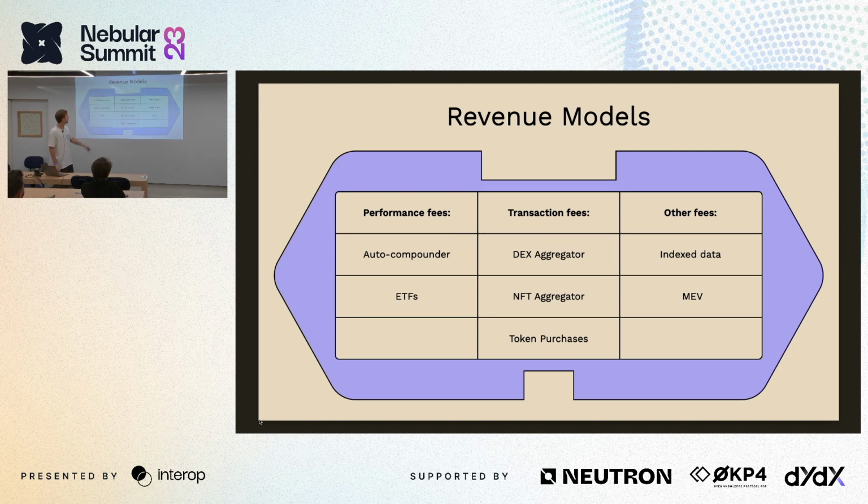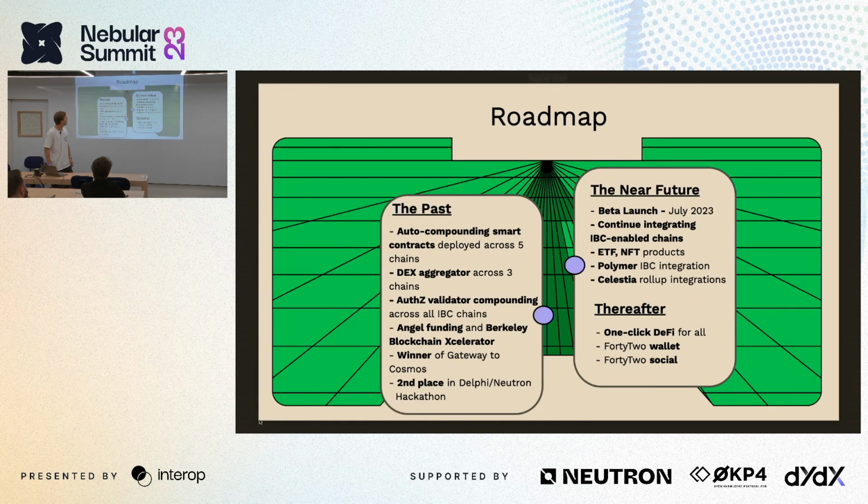These are some of the revenue models. Obviously, we've got performance fees on the auto compounder and the ETFs, transaction fees on the DEX aggregator, NFT aggregator, and purchase of tokens. And then we're also looking at other things like MEV and data analysis. This is pretty much where we're at. We've deployed auto compounding smart contracts across 5 chains, DEX aggregation across 3 chains, and we've got auto compounding to the validators. We've received a bunch of angel funding recently, and we've won a bunch of things also. We're hoping to launch this month or early next month, and we've got a bunch of other products in the pipeline.